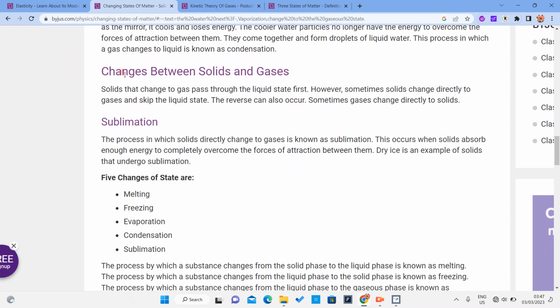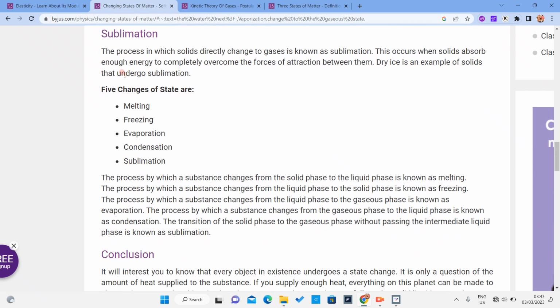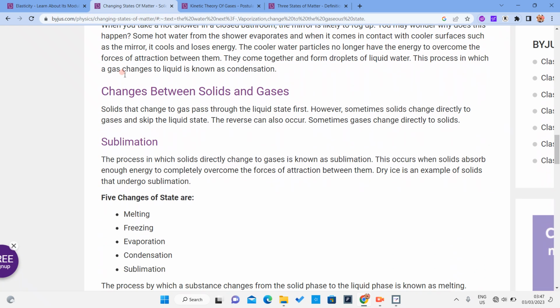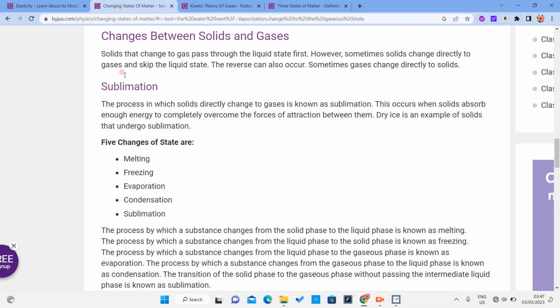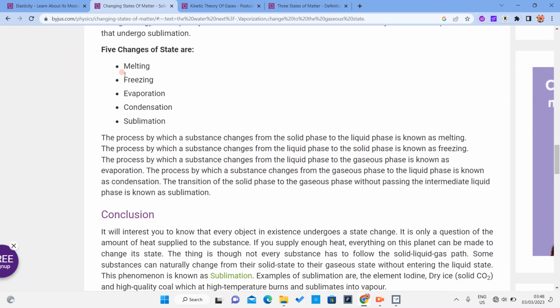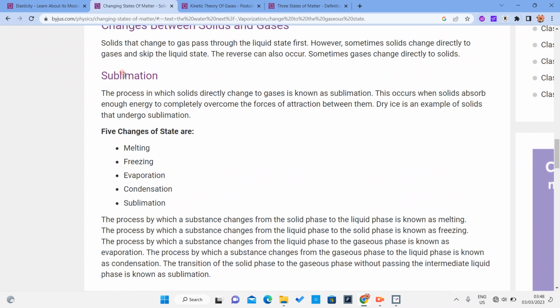So let's talk about the last one, which is changing between solids and gases. Changing between solids and gases is sublimation. What that means is the process in which the solid is converted directly to gas. It does not have to go through the liquid state. It just goes directly from solid to gas. And then the other process is deposition, when you are changing directly from gas to solid. All this has to do with the direction of the heat energy you are applying to cause the change.